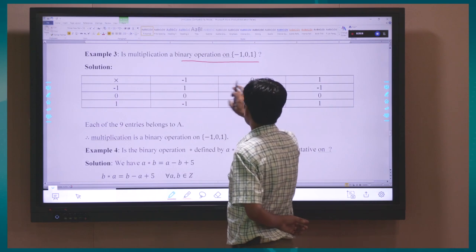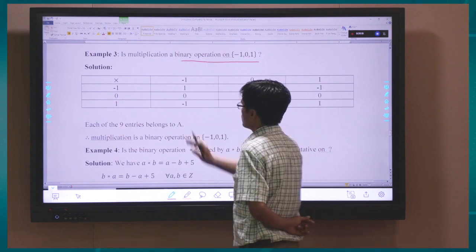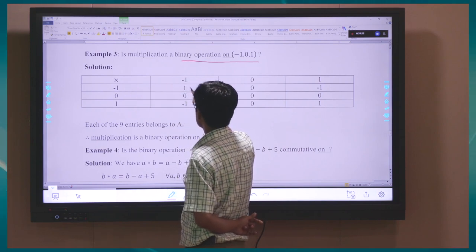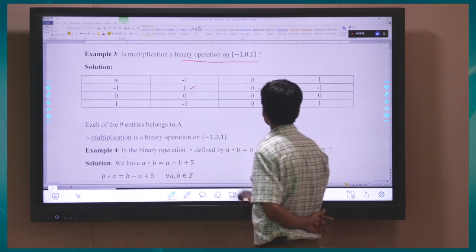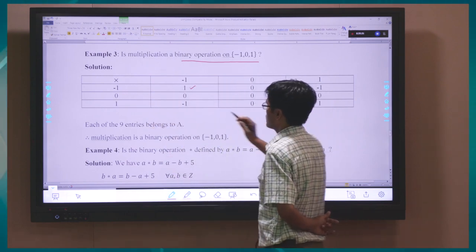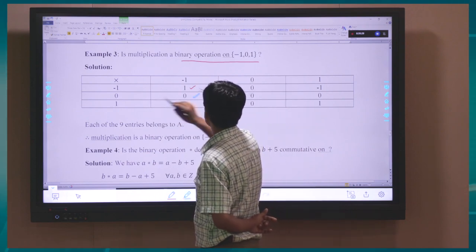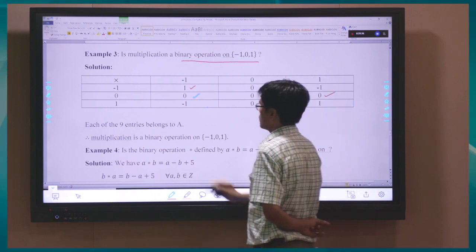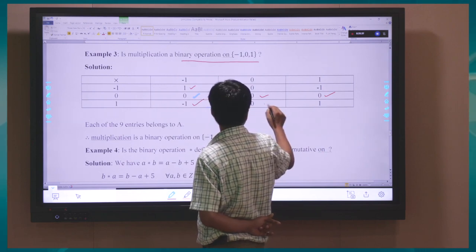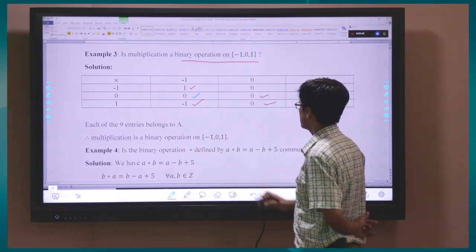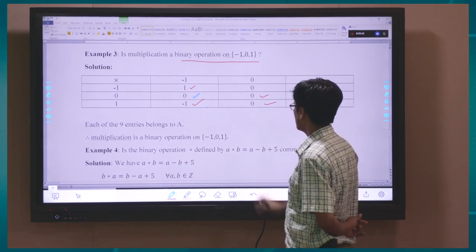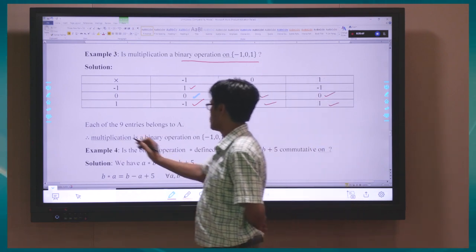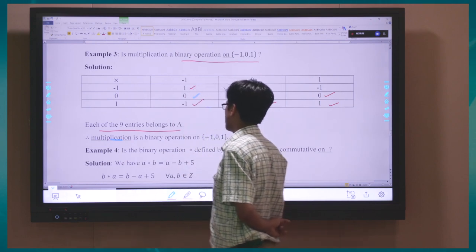Now in each cell we put the outcome of these results. You see minus 1 into minus 1 is 1, we put here; minus 1 into 0, 0; minus 1 into 1, minus 1; 0 into minus 1, 0; 0 into 0, 0; 0 into 1, 0; 1 into minus 1, minus 1; 1 into 0, 0; 1 into 1, 1. You see, all these 9 elements also belong to this set. Each of the 9 entries also belongs to E.